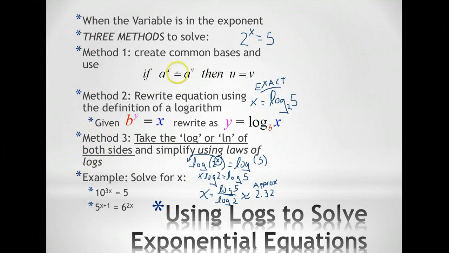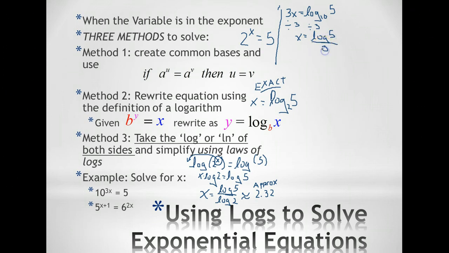What if I have 10 to the 3x equals 5? I'm going to draw a line over here, and I'm going to do it right here. So again, you can choose your method. If I rewrite it using the definition of logs, I unwrap, starting at the exponent. So I have 3x equals log base 10 of 5. Now log base 10 of 5, that's a common log, so I don't have to worry about change of base. And then I'm going to divide both sides by 3 to get x all by itself. So I get x equals log of 5 divided by 3.